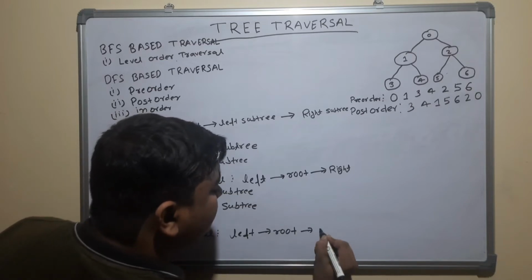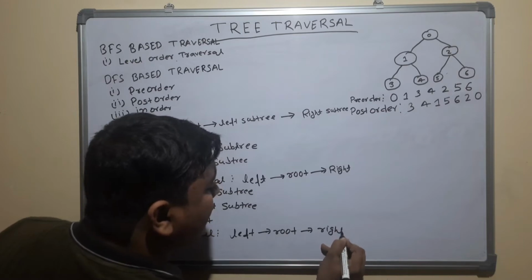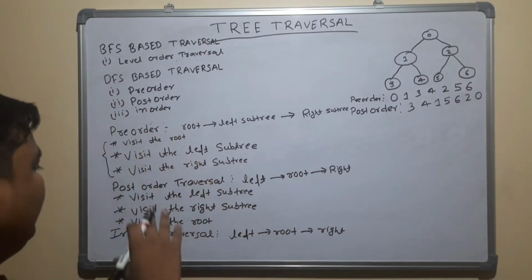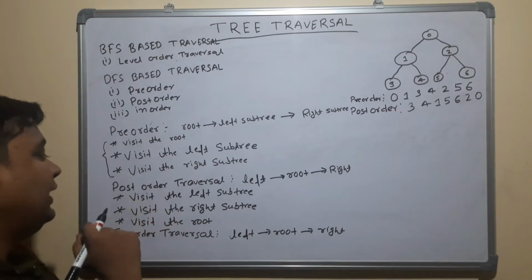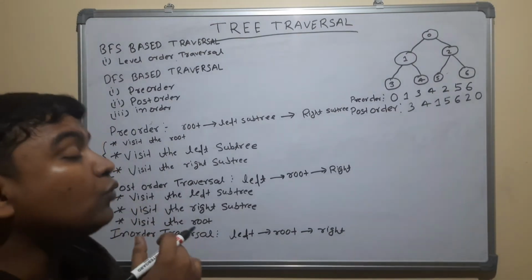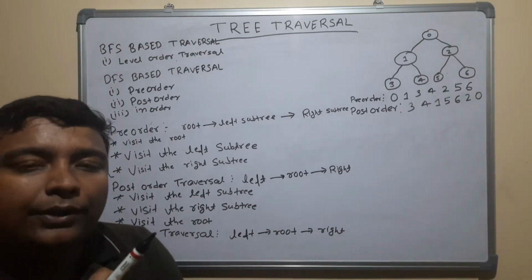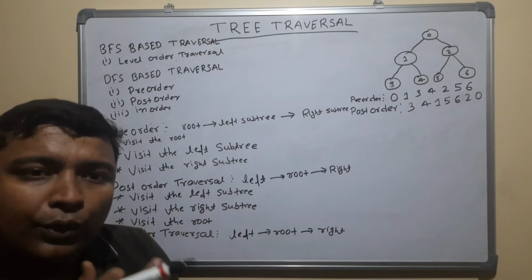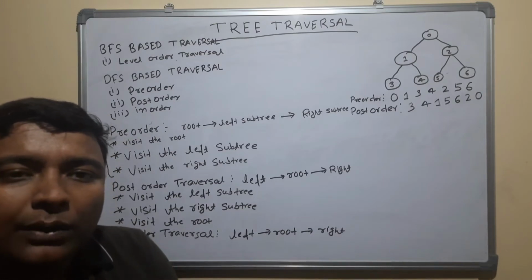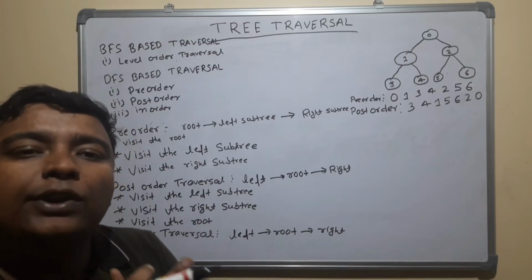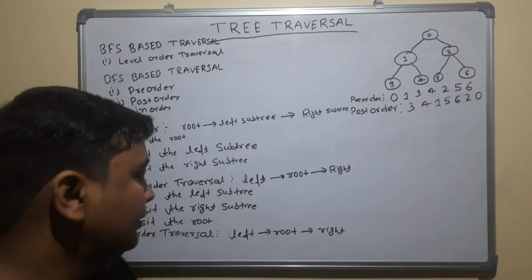Root, right. So the name itself also indicates what the traversal of the tree would be. Pre means the root will be processed before the subtrees. Post means the root will be processed after both subtrees. In means between. The root will be processed between both subtrees.